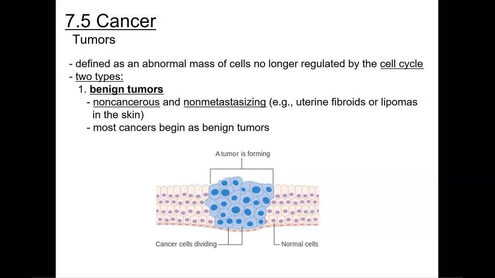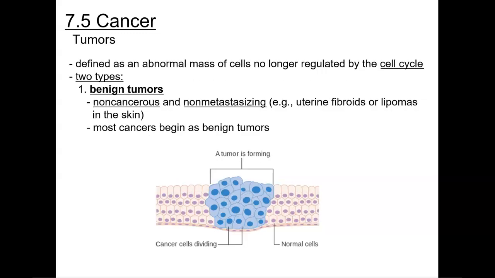Tumors are going to be defined as abnormal masses of cells that no longer are going to be regulated by the cell cycle. Now, you can have two types. You can have what we call benign tumors. These are sometimes called non-cancerous or non-metastasizing. Examples of these would be like a uterine fibroid, lipomas in the skin, things like that. Most cancers are going to begin as benign tumors.